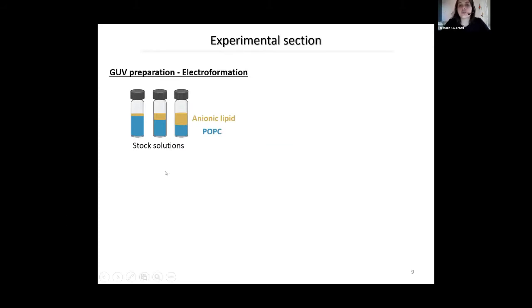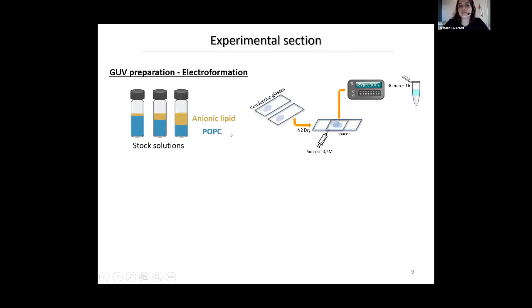So our UVs were prepared by electroformation for stock solutions containing POPC and increasing fractions of one of those anionic lipids. Here, this lipid mixture is spread on conductive glasses that are sandwiched with a spacer in the middle. This chamber is filled with the inner solution of the UVs, which in this case is sucrose. And then this chamber is connected to a function generator that will accelerate the growth of the UVs. This whole procedure takes from 30 minutes to 1 hour to be completed.